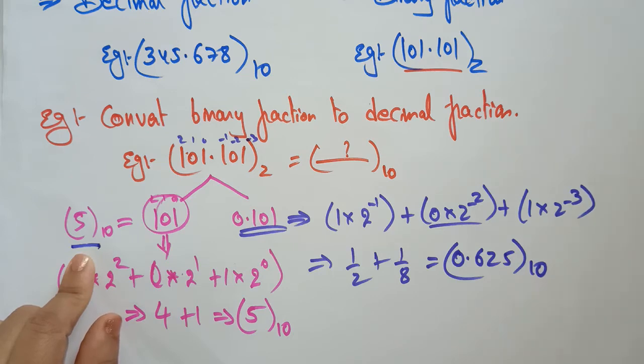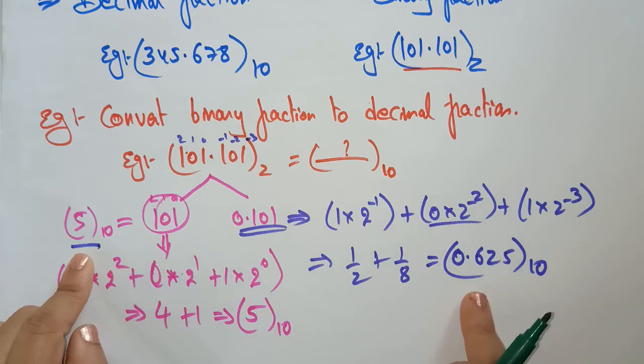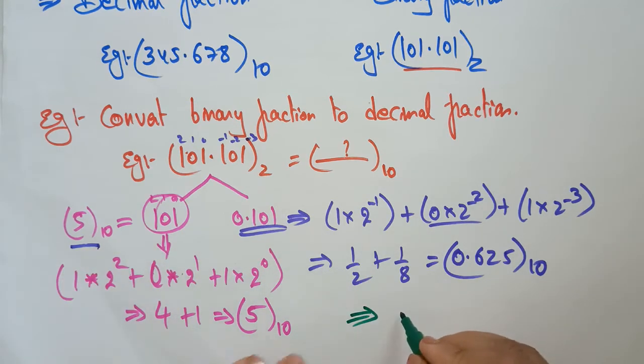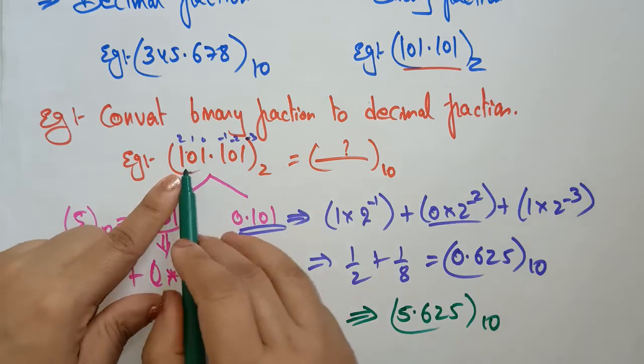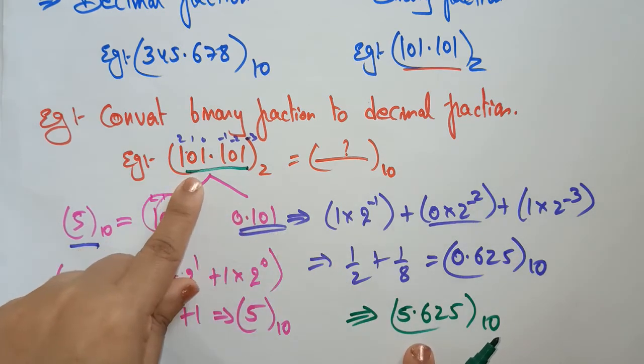Now let's combine both the numbers. Combine the integer part as well as the fraction part together. The final answer that you got is 5.625 to the base 10. So this is the given binary fraction, and I converted this binary fraction to the decimal fraction.